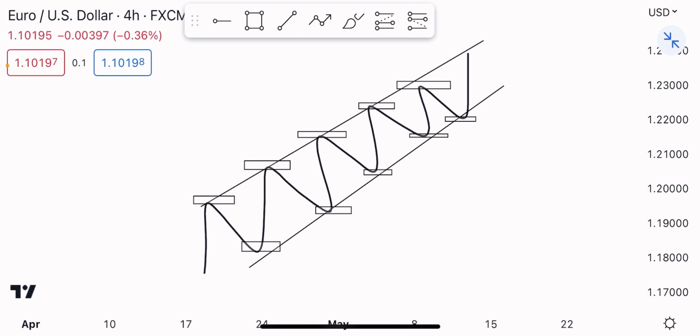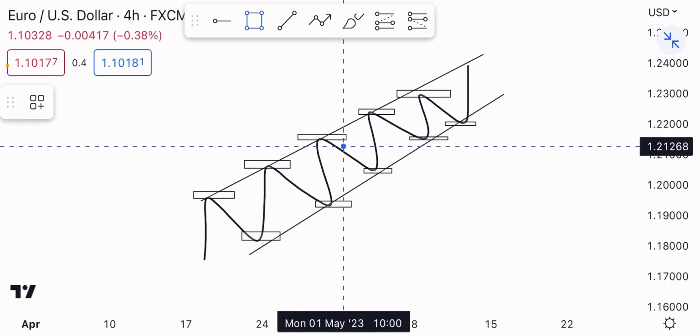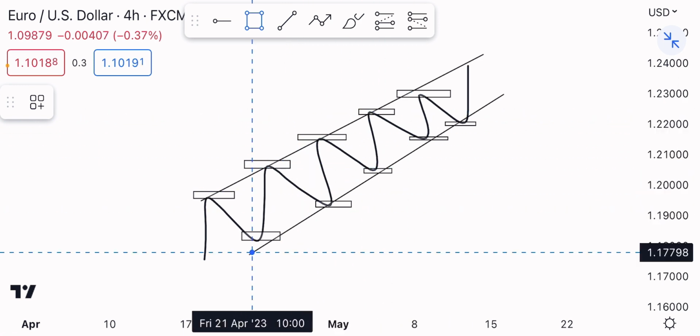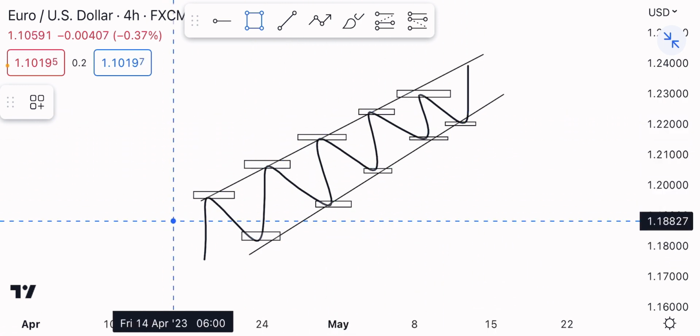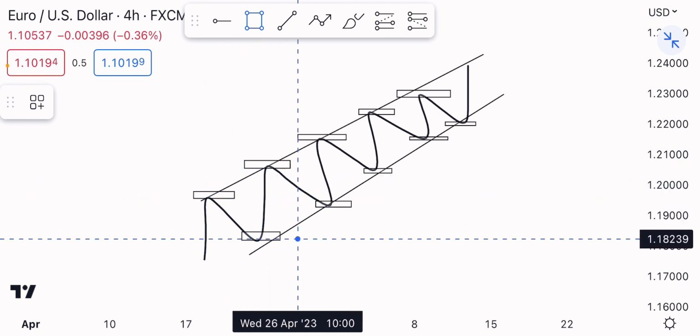So we have seen that the market is trending to the upside, and the highs and the lows of the market are actually their support and resistance. And this level is the trend support, while this level is the trend resistance. Why is it the trend resistance, and why is this level the trend support?